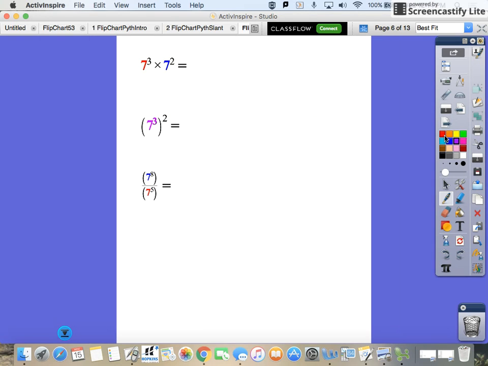If we look at a couple of examples before we get into formal definitions of rules, you can sometimes piece together what the rules are yourself. So if we were to write this term out, 7 cubed, in expanded form, it would be 7 times 7 times 7. If we were to write the blue term, 7 squared, in expanded form, we'd have 7 times 7. If we condense that and write it as one power, it would be 7 to the 5th.